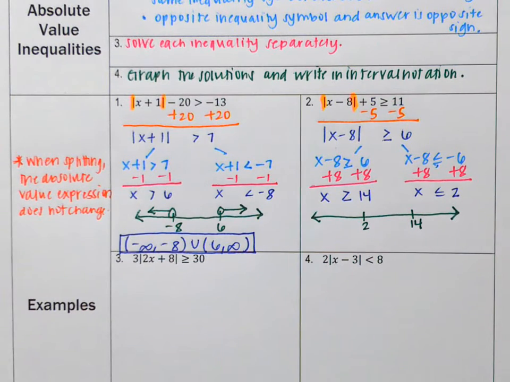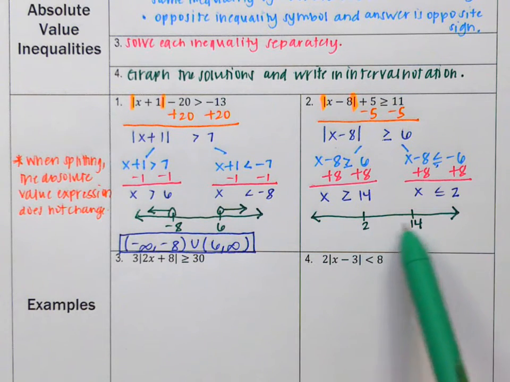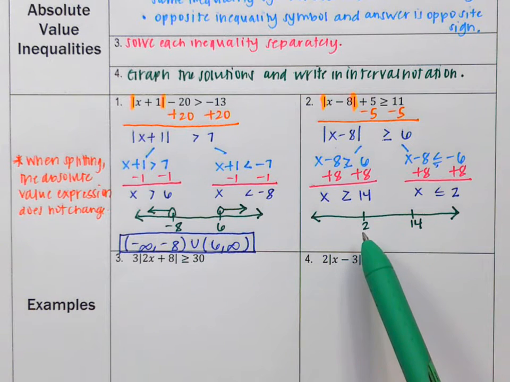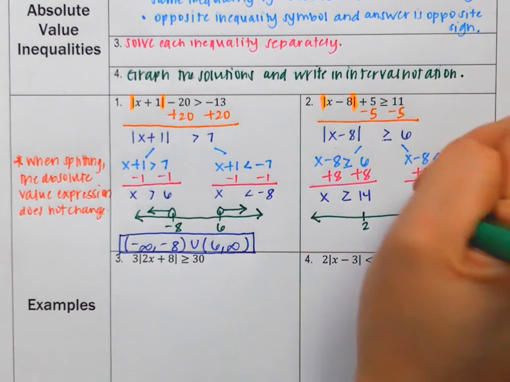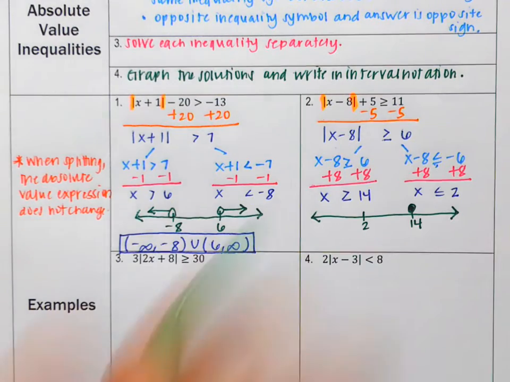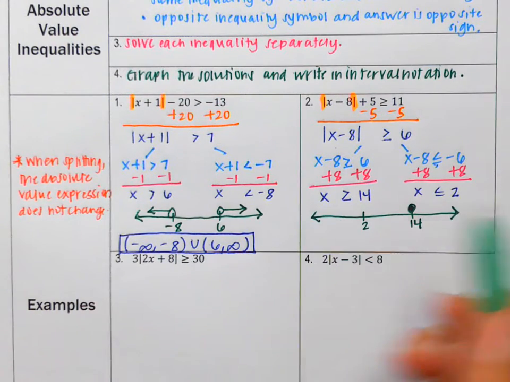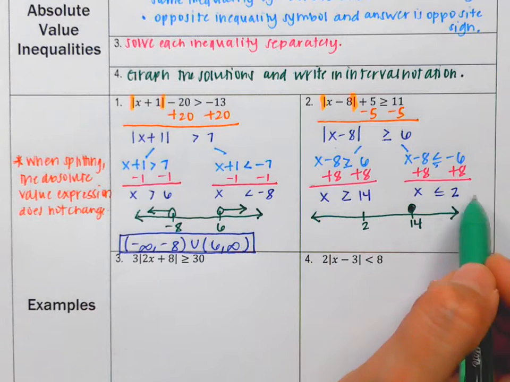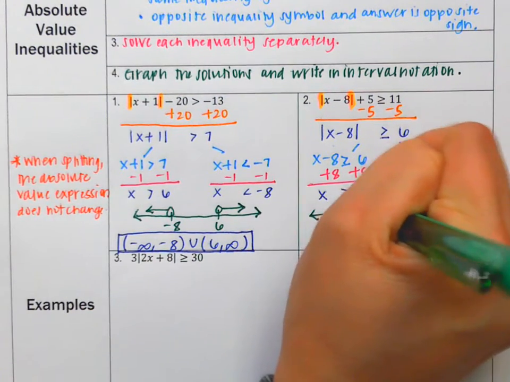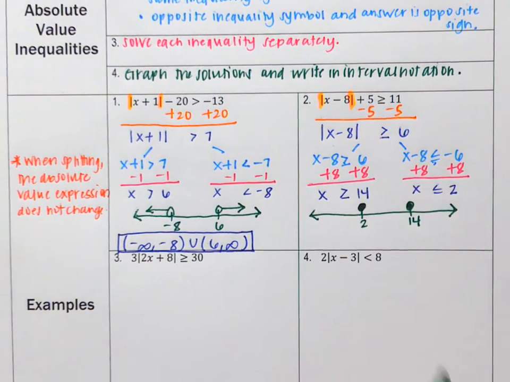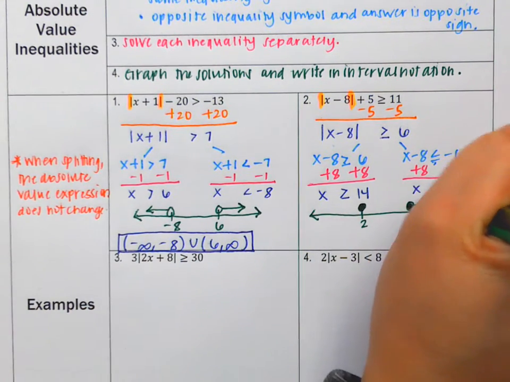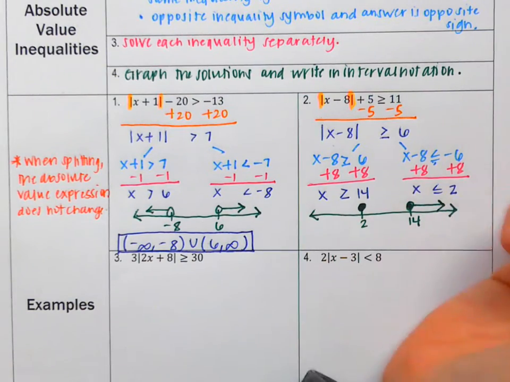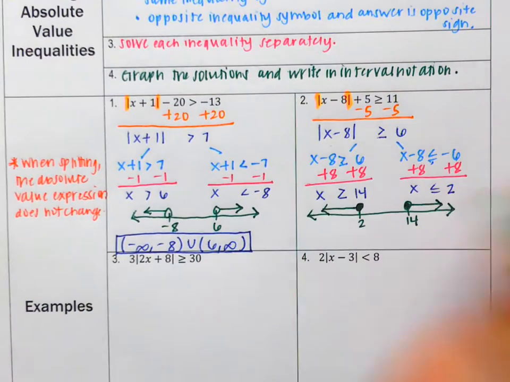Remember, we're ordering them from least to greatest. So 2 comes first, and then 14 comes second. So 2, 14, that makes sense numerically. Now, x greater than or equal to 14 is going to be a closed circle because of the or equal to. And then x is less than or equal to 2 is going to be a closed circle because it's the or equal to. So x is greater than or equal to 14 is going in the positive direction, and less than or equal to 2 is going in the negative direction.